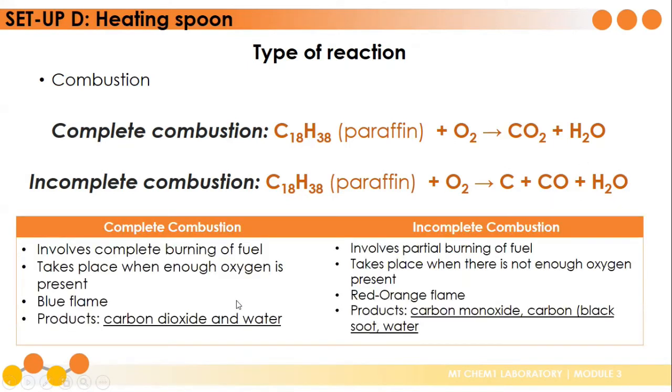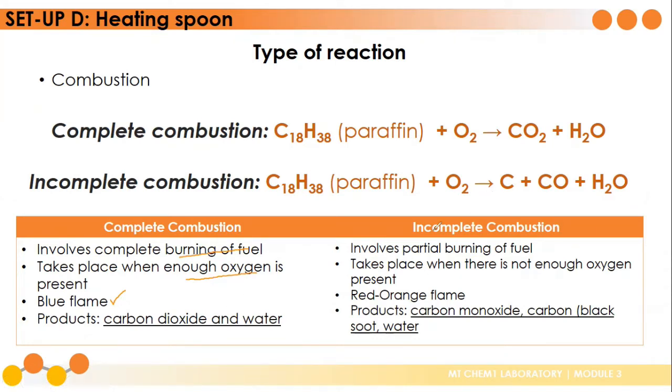Now, what is the difference between the two aside from their products? Let's take a look at this table. Complete combustion involves complete burning of fuel. This occurs when there is enough oxygen present in your environment. The flame that is produced is blue. This is what we also call a true flame. And their products, of course, are carbon dioxide and water. Again, complete combustion is complete burning of the fuel, and there should be enough oxygen present in your environment.